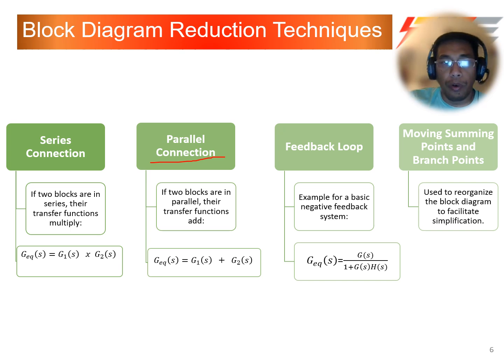So for the feedback loop, the equation below is an example for a basic negative feedback system, where the block G is divided by 1 plus G multiplied by H. And remember, H is a sensor or a feedback system. So another technique is moving summing points and branch points. It's used to reorganize the block diagram to facilitate simplification.